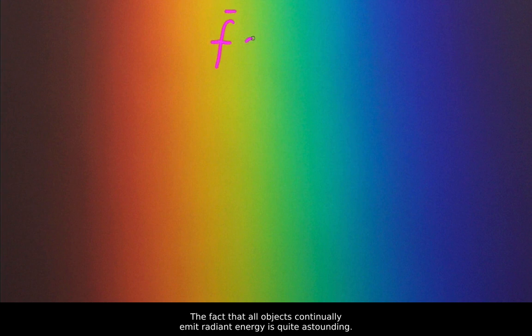The fact that all objects continually emit radiant energy is quite astounding. And here's an interesting question. Why don't objects emitting such energy become cooler as a result? The answer is also astounding, because objects emitting radiant energy also absorb it. Objects are both absorbing and emitting radiation all the time. If an object emits more than it absorbs, it becomes cooler. If it absorbs more than it emits, it becomes warmer.